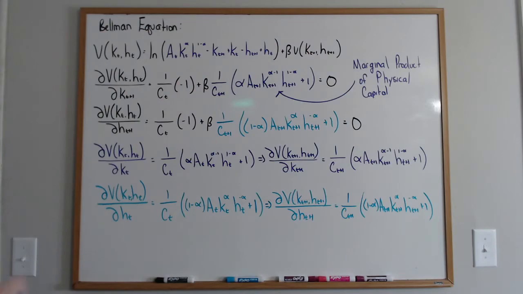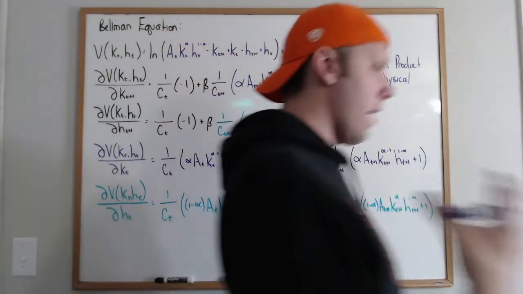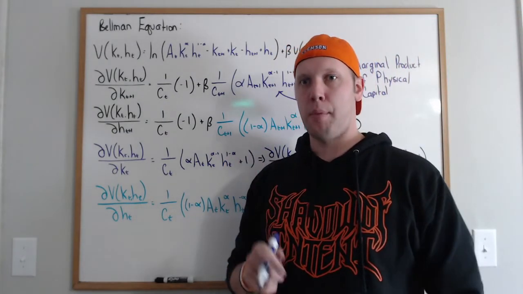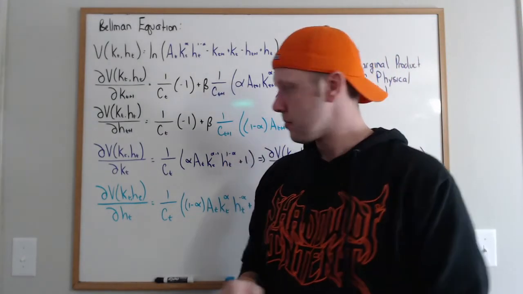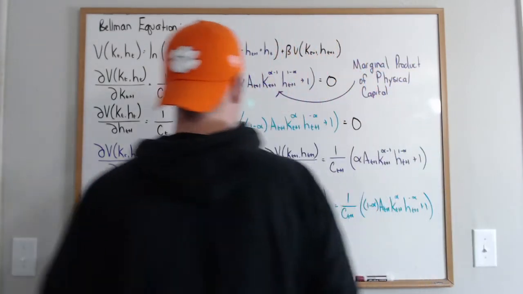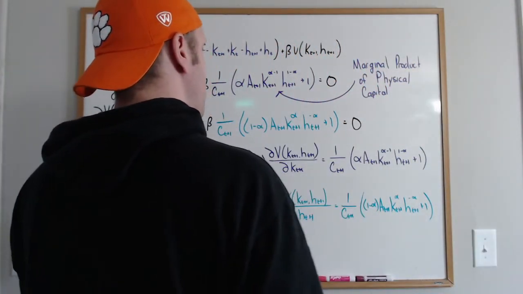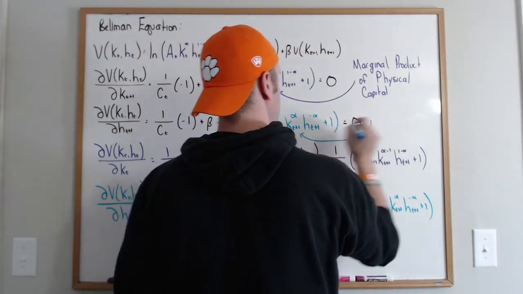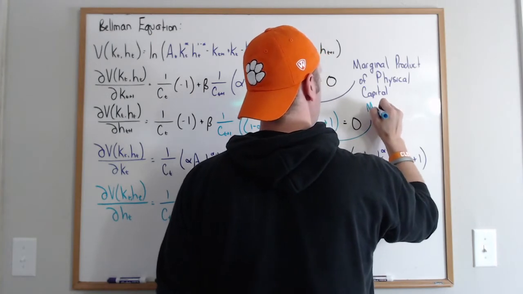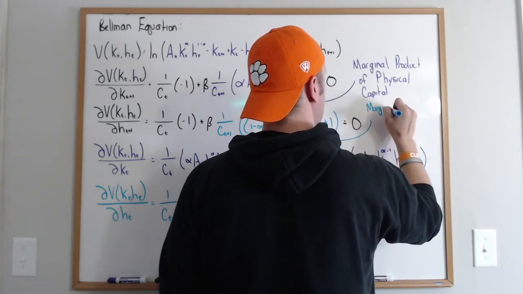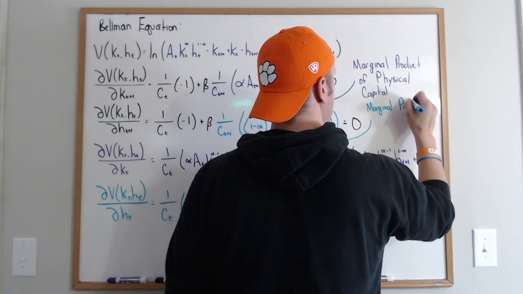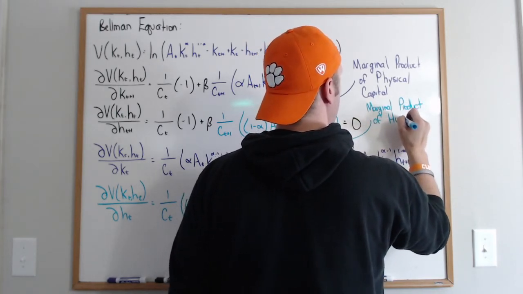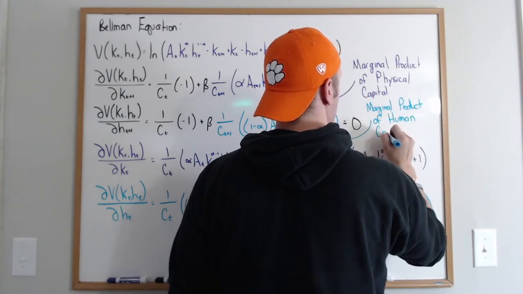That tells me how much more output I will get for adding 1 additional unit of physical capital into the production function. But remember, the production function now has 2 inputs. So I've got another marginal product. This is the marginal product of human capital.